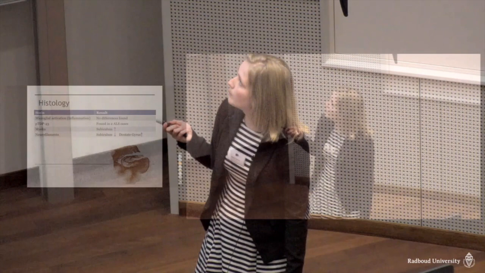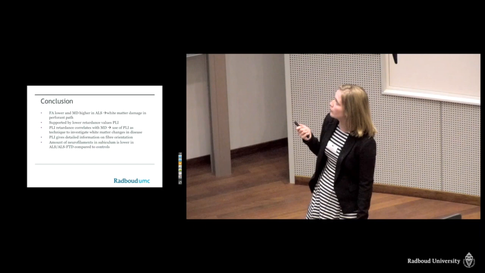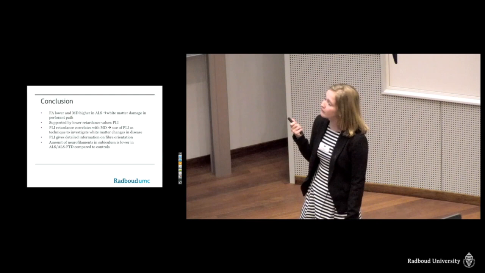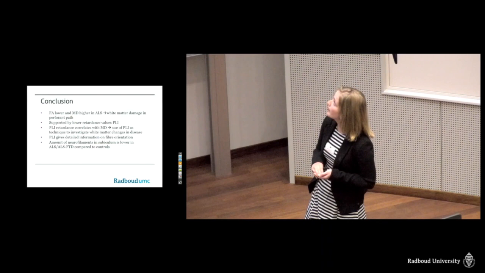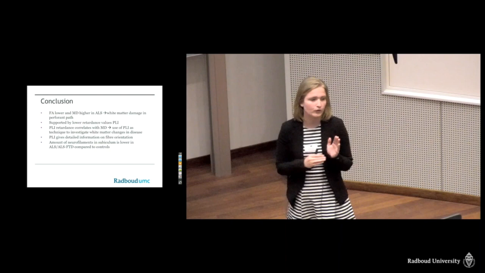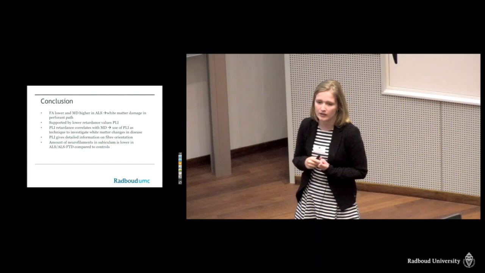So what we then can conclude is that FA values are lower and MD values are higher in ALS cases compared to controls, which could implicate white matter damage in the perforant path. This is further supported by the PLI retardance maps. And what I personally find very interesting is that those PLI retardance maps do correlate with the MD values, which I think makes it a really good technique to investigate white matter paths, especially because it's so detailed.